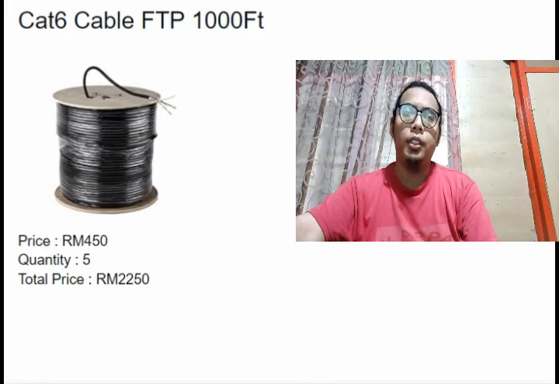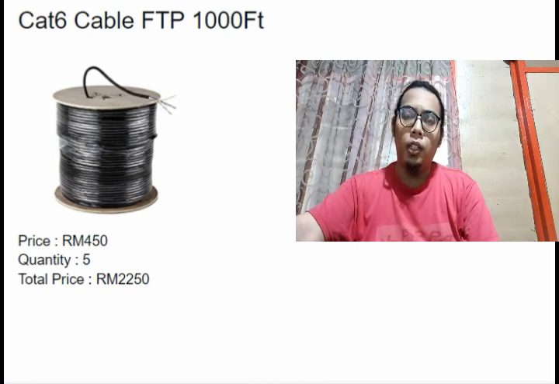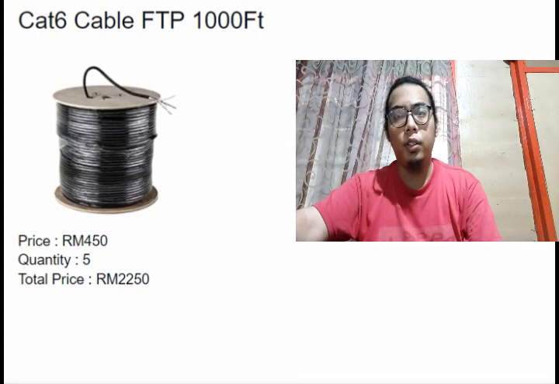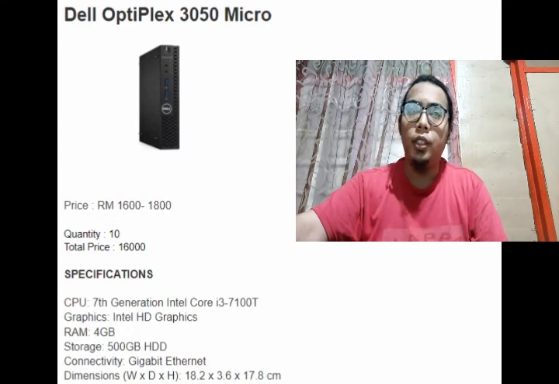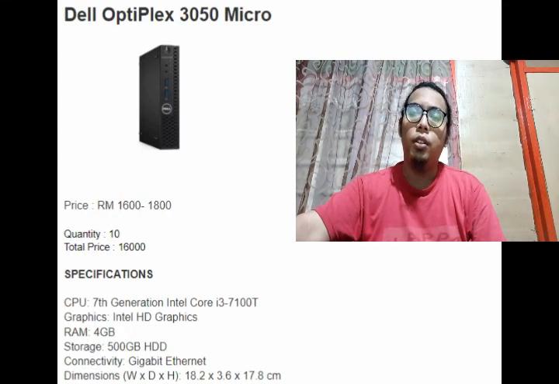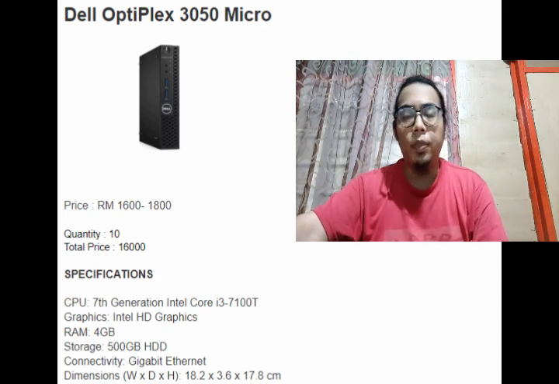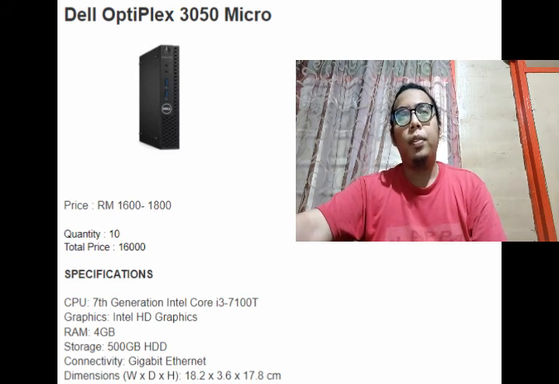The next one is Cat6 FTP cable, 1000 feet. The price is 450 ringgit, the quantity is 5, and the total price is 2,250 ringgit. For the PC, it is a Dell OptiPlex 3050 Micro. The price is 1,600 to 1,800 ringgit. The quantity is 10, and the total price is 16,000 ringgit.